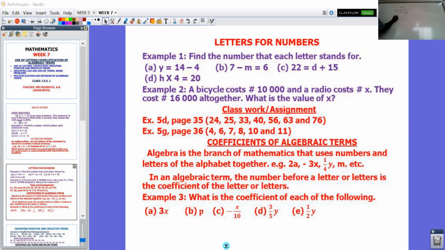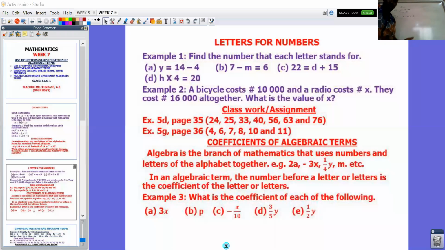Now, question B. We have 7 minus m is equal to 6. Before you solve anything, we are looking for what this m would be. What will be the value of m? Or what is m standing for? The simple question you need to ask yourself before you even do anything: what do you subtract from 7 so that you can get 6?